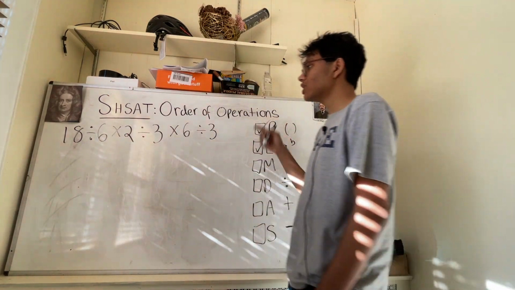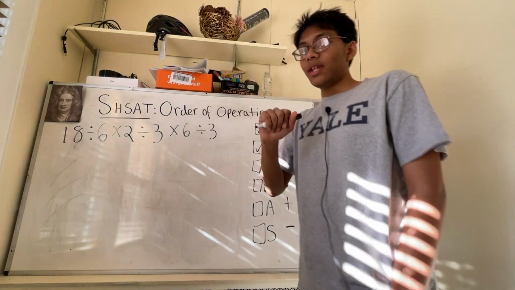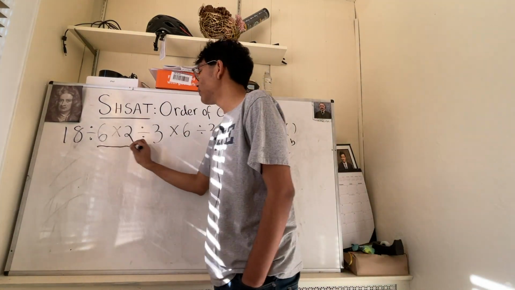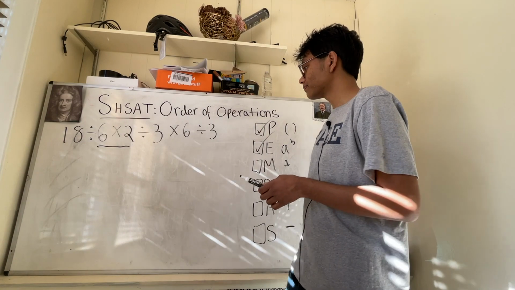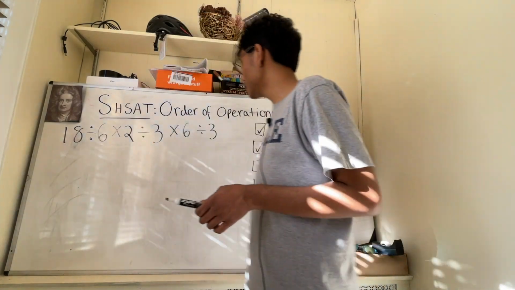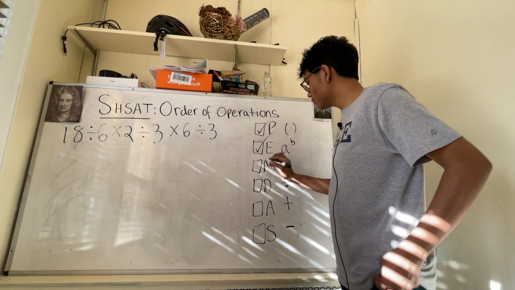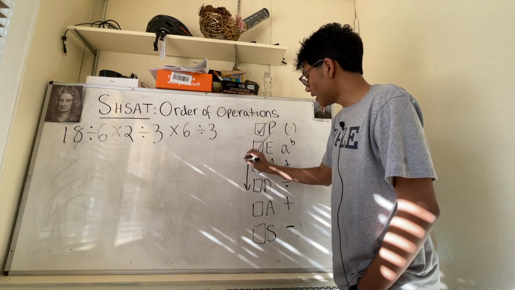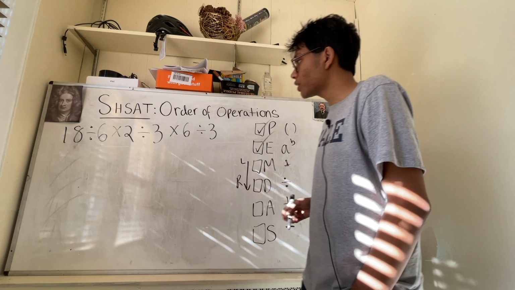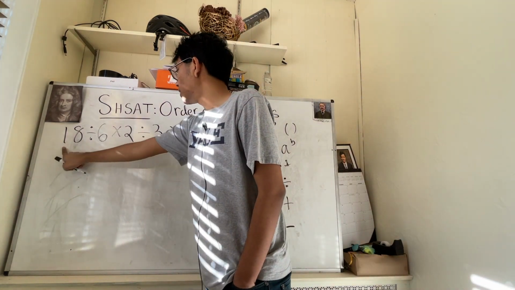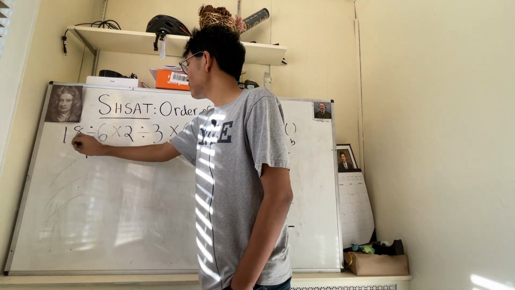Any multiplication? Well, here's the thing. You might think, hey, let me do 6 times 2 first. But wait. Multiplication and division are going to be done left to right. So you have to do multiplication and division from left to right. So which one do you see first? Well, go left to right. You see division first. So do this first.